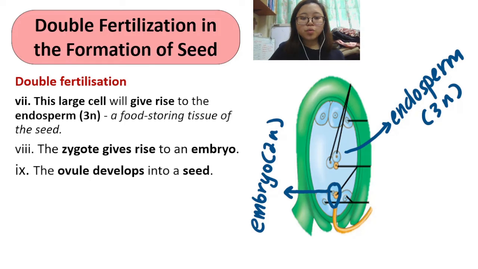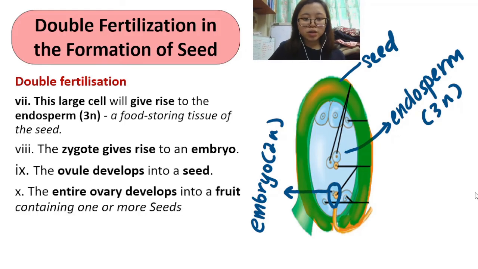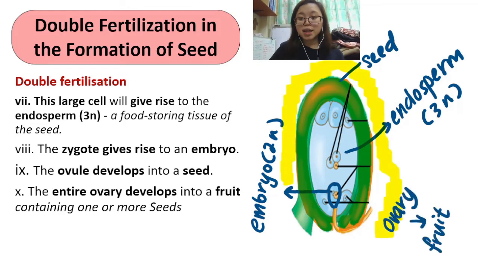The ovule will develop into a seed. So this region is called the ovule. This part becomes seed. And outside here, which is not shown in this diagram, is the ovary. The entire ovary will develop into a fruit containing one or more seeds. Jadi kawasan luar ini adalah ovary dan dia akan membentuk buah yang kita makan. Isi buah yang kita makan.